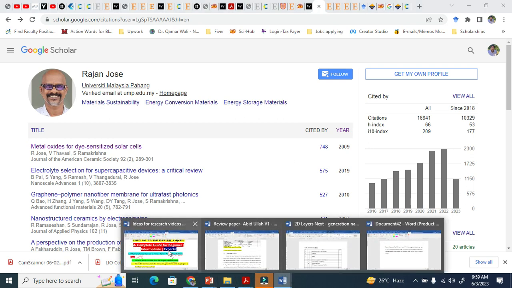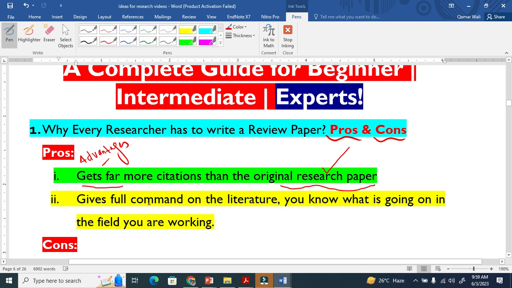Okay, let's go to the second point. The second point is, when you are writing a review paper, it gives you full command of the literature. For example, you are working in any field, you are working in artificial intelligence, computing, or simulations. When you are writing a review paper, it gives you complete command of the literature. You basically know what's going on in the field you are working in.